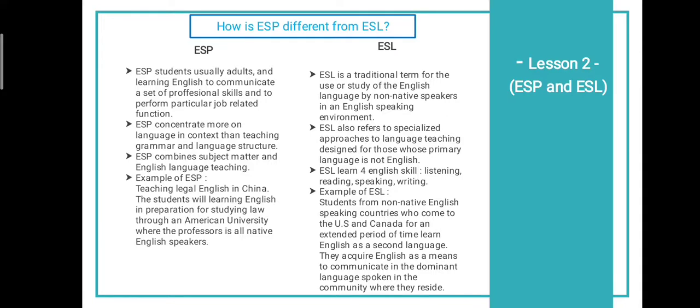An example of ESL: students from non-native English-speaking countries who come to the US and Canada for an extended period of time learn English as a second language. They acquire English as a means to communicate in the dominant language spoken in the community where they reside.